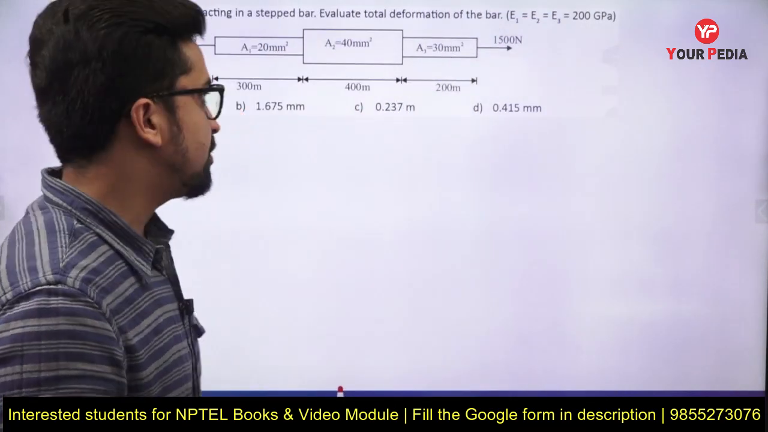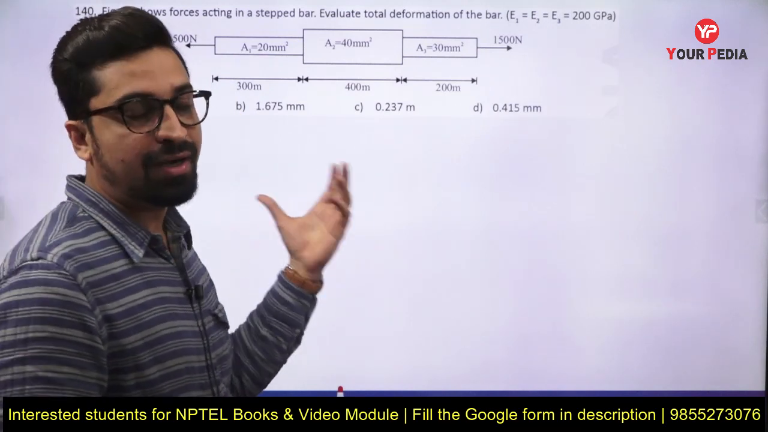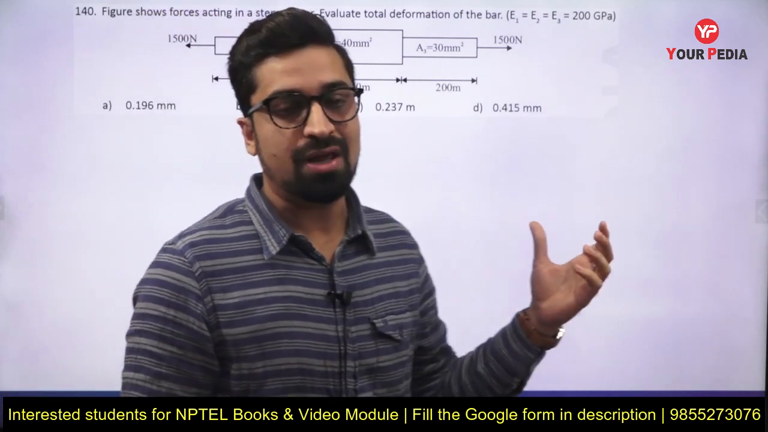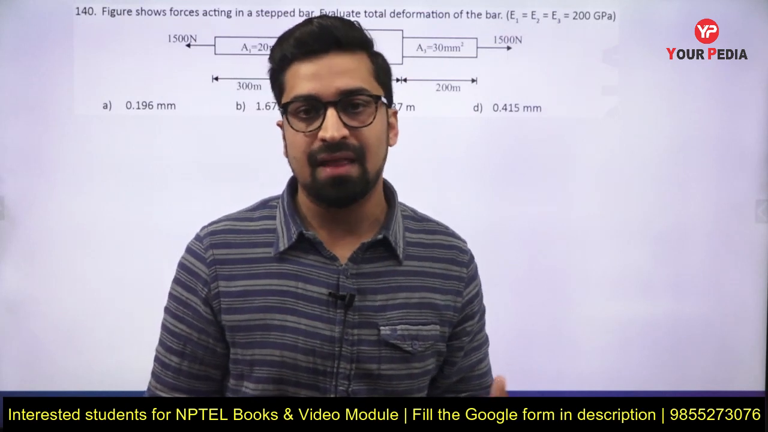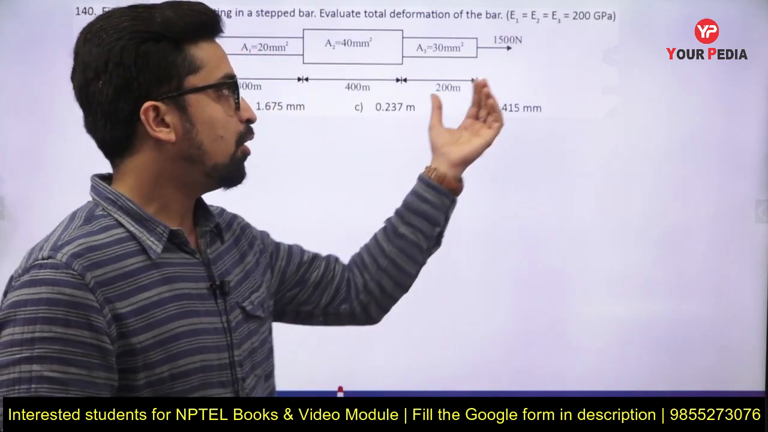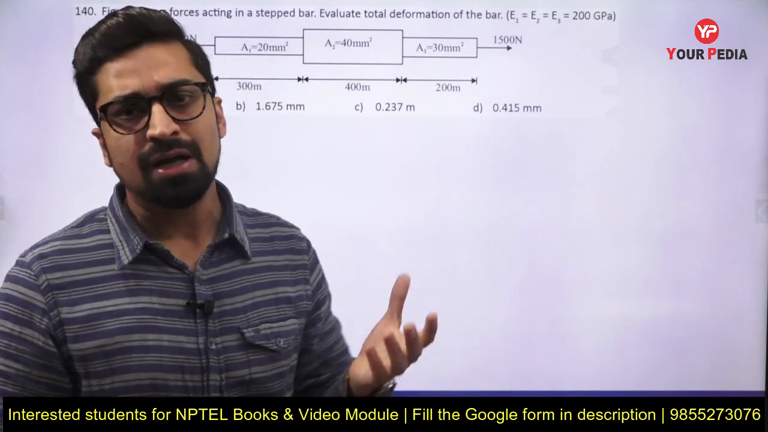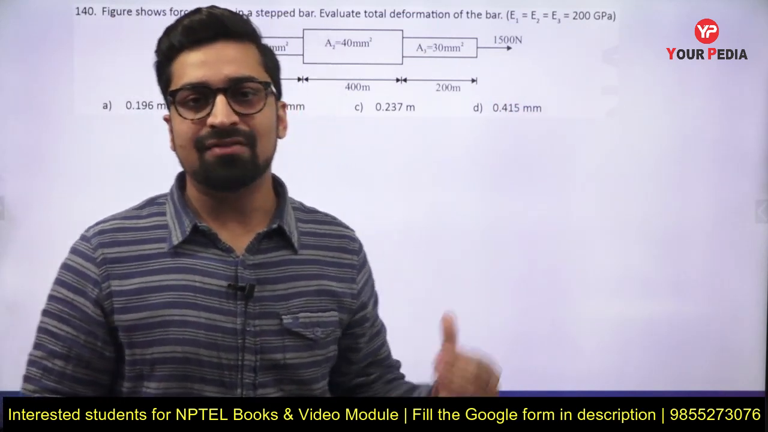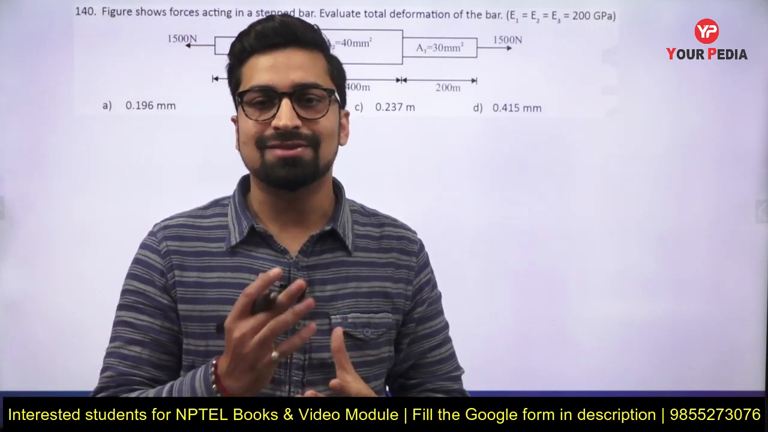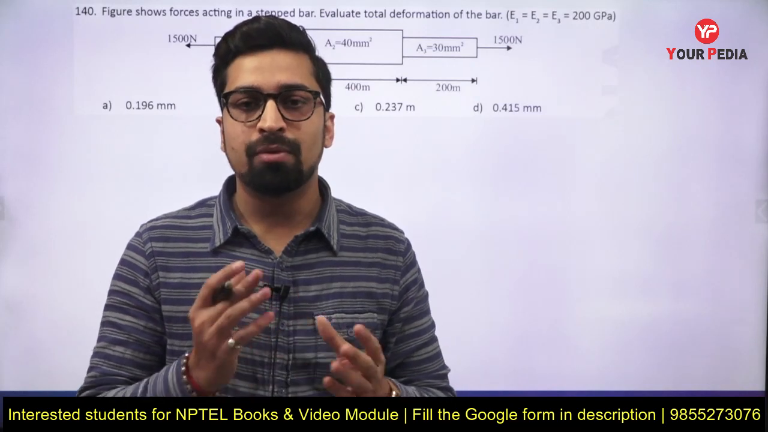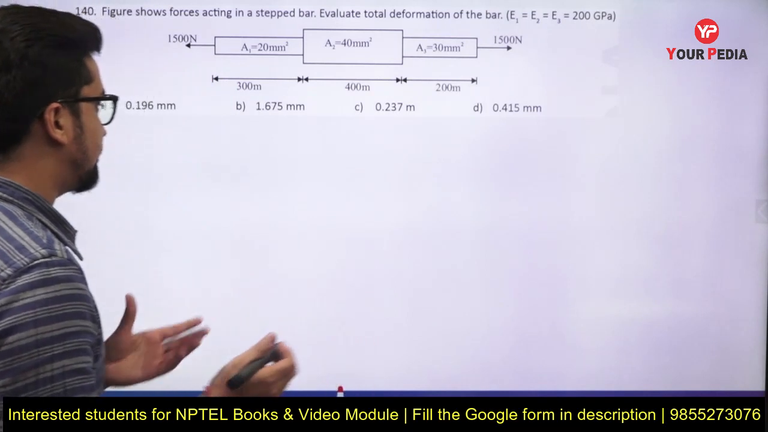So here in this question, which is question number 140, they have given you a step bar of three different areas A1, A2 and A3, and they are asking you the total deformation of this bar, and along with that they have given you the modulus of elasticity of these three bars, and that is equal to 200 gigapascal. So as you can see that these forces are axial forces. So before starting this question, let me tell you what will be the deformation of a bar under the axial force, right? So let us derive an expression for that.